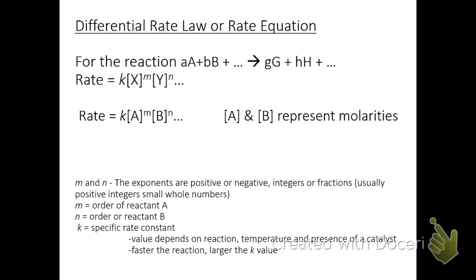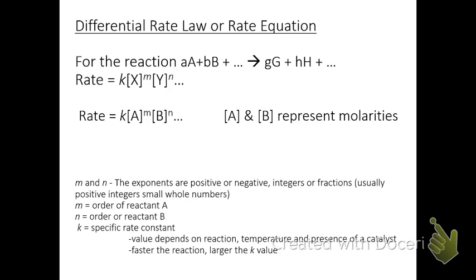So for the reaction A plus B yields G and H, you're going to have a rate that looks like this. Rate is equal to k, which is a constant, the specific rate constant, and then you're going to have your concentration raised to an exponent. Of course, the brackets represent molarities, and then you're going to have the orders of the reactants. The orders of the reactants are going to be determined experimentally.